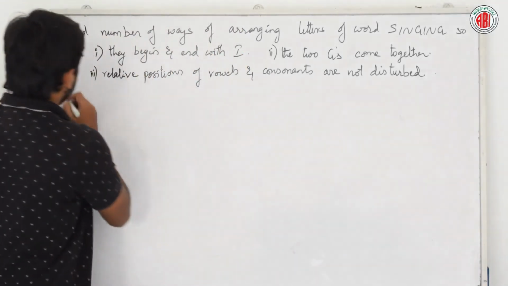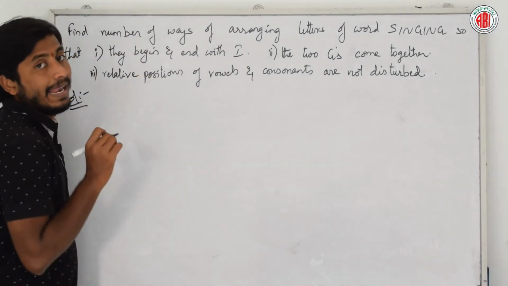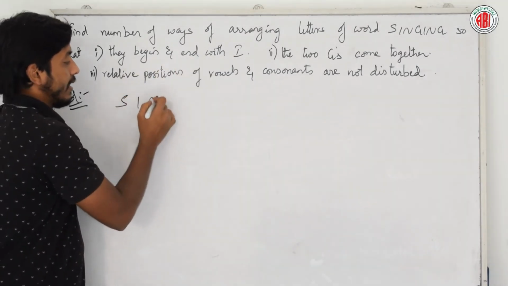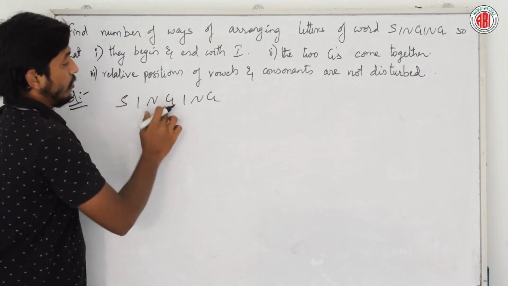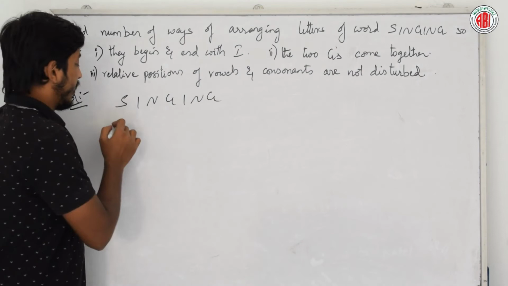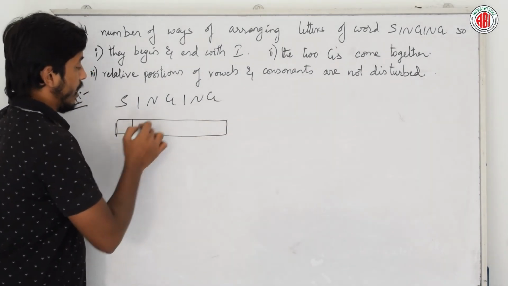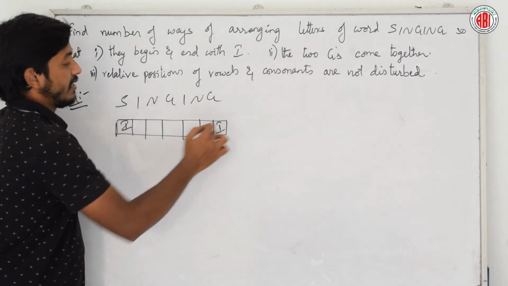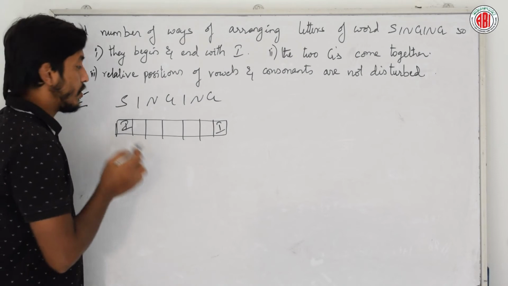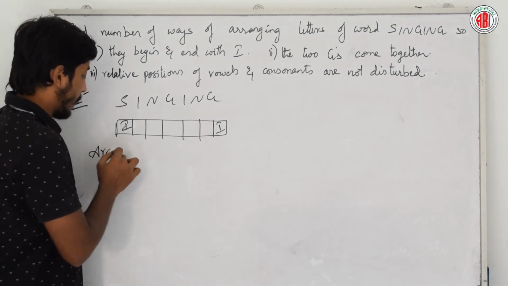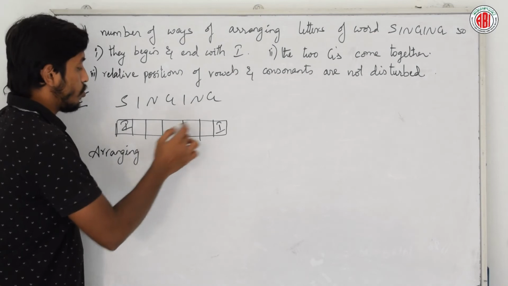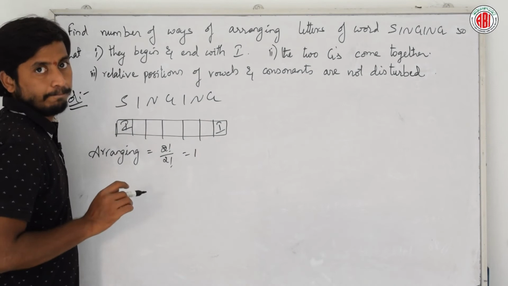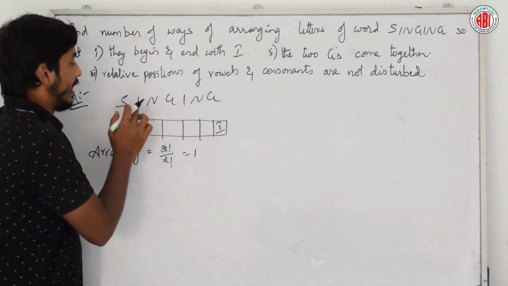First, SINGING. In SINGING, there are 7 letters in it. Then he is telling that they begin and end with I. S-I-N-G-I-N-G, 1, 2, 3, 4, 5, 6, 7. Now see here, there are 7 places. First and last positions are fixed, right? So arranging two I's is 2 factorial by 2 factorial, which is 1. Done, right?